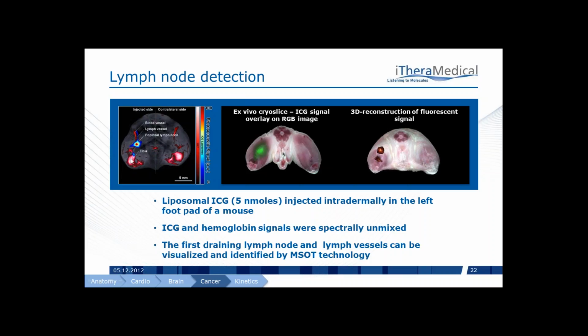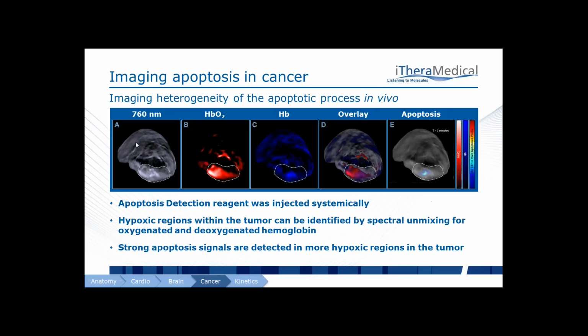We can clearly see the bone marrow and the blood vessels in red here, which depicts total hemoglobin. And we also see a strong ICG signal in the lymph vessels and the lymph node. So this can be used to detect first draining lymph nodes if you would have a tumor-bearing animal.